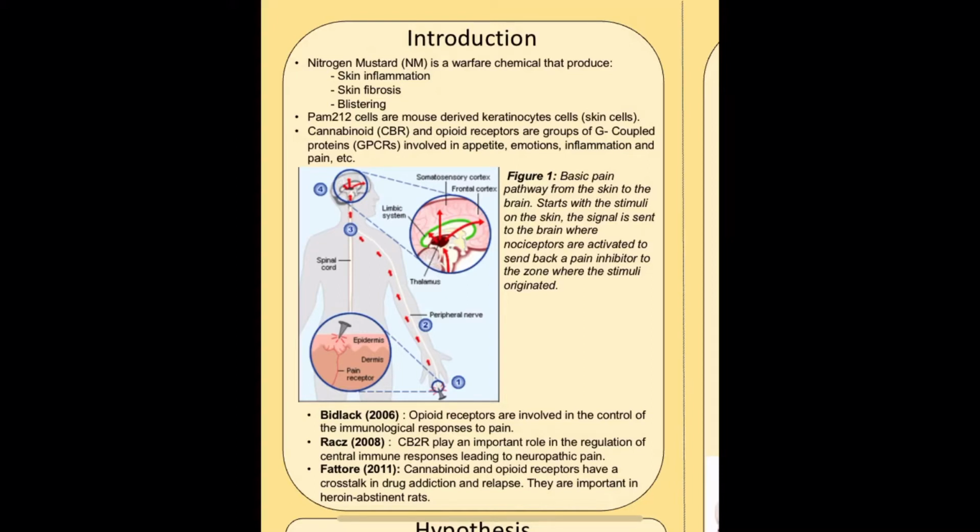As shown in figure 1, the pain pathway starts with the stimulus that can be on the skin, and then the cannabinoid receptor is activated to bring the signal to the neurons, where the nociceptors activate a pain inhibitor that goes back to where the stimulus is located.